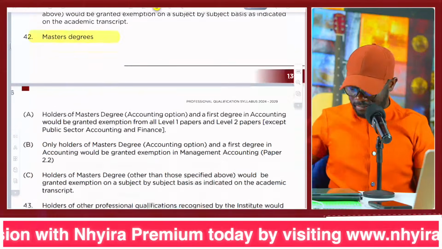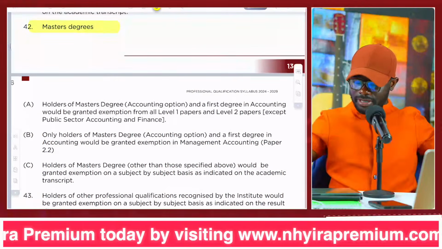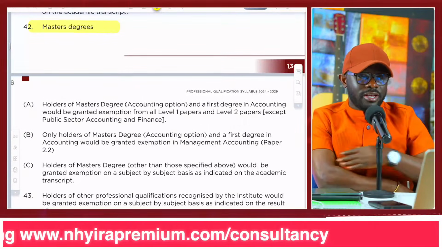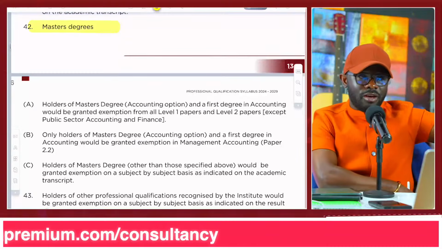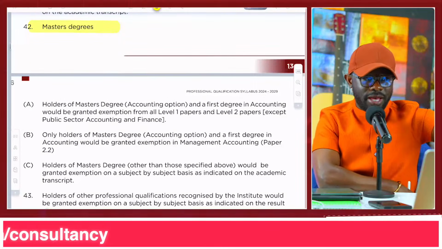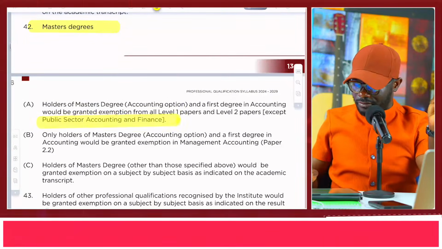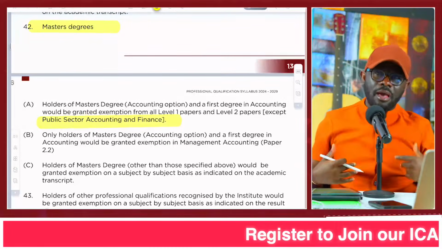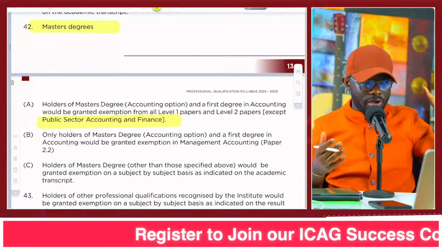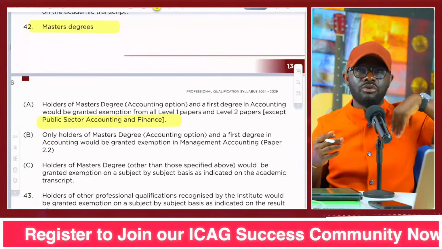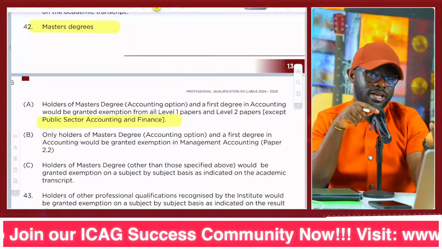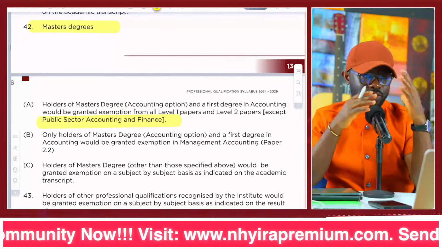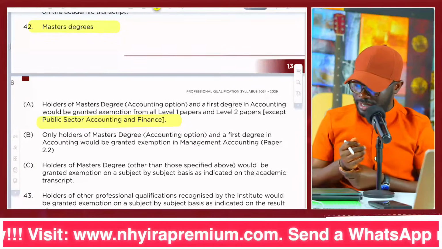Master's degree, if you have an MBA or master's, whatever, MSc, and it's an accounting option, certainly you are going to be exempted from level 1 and level 2 papers, except public sector accounting and finance. So if you're coming in with MBA accounting, MSc accounting, then you are exempted from level 1, level 2. Then you can write public sector in level 2. Then you can go to level 3. So those are the things that you must understand.